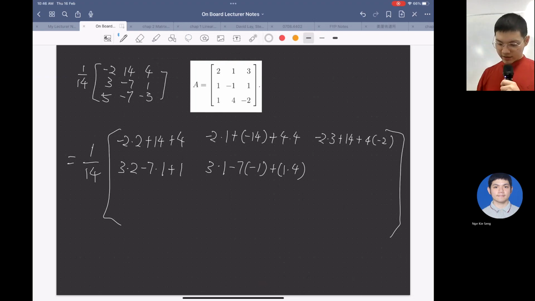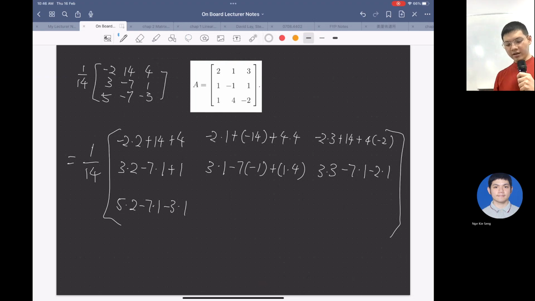Okay, this one good. So 3 times 3 minus 7 times 1 minus 2 times 1. What do I get? 9. 9 minus 2 is 7. 7 minus 7 is 0. Okay. 5 times 2 minus 7 times 1 minus 3 times 1. So 10 minus 7 minus 3, 0. Next, 5 times 1 minus 7 times -1 minus 3 times 4. So 5 plus 7, 12, 12 minus 12, 0.